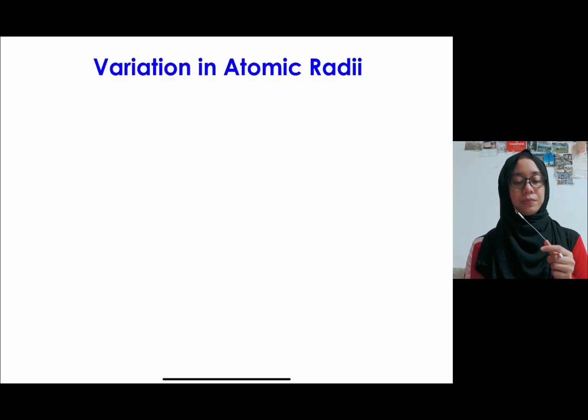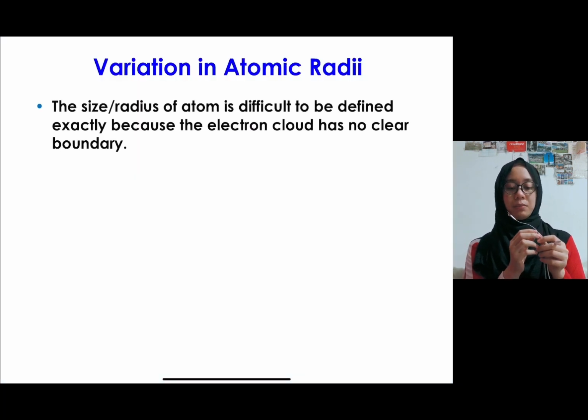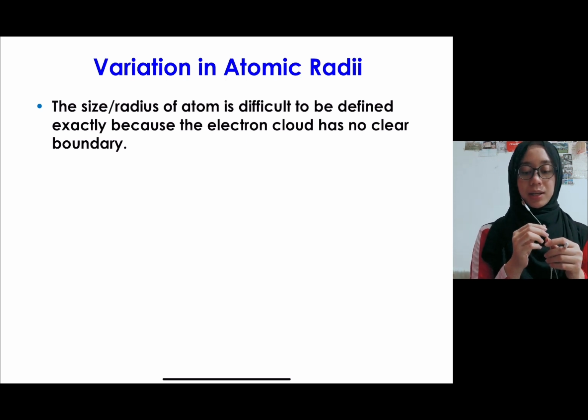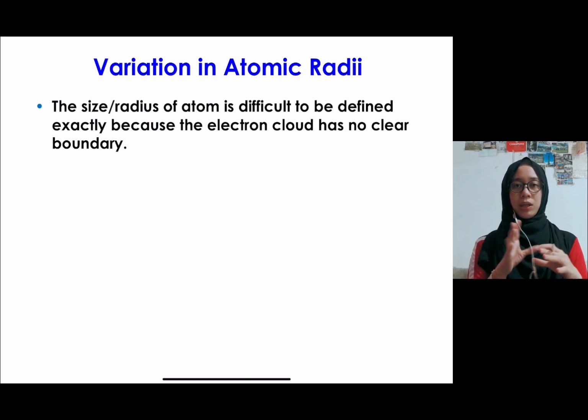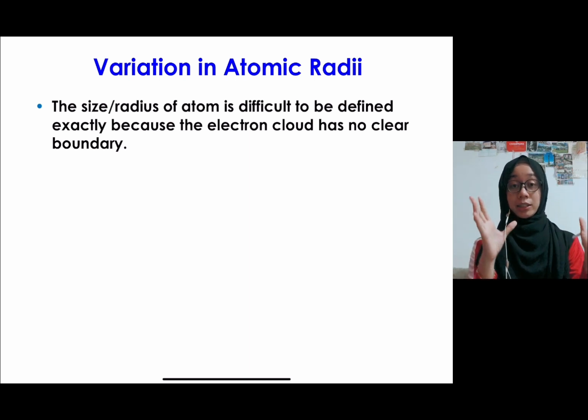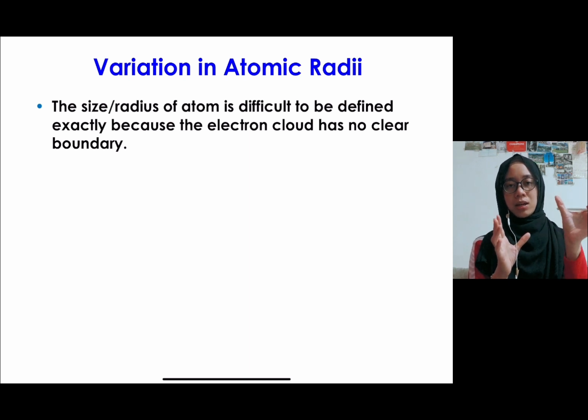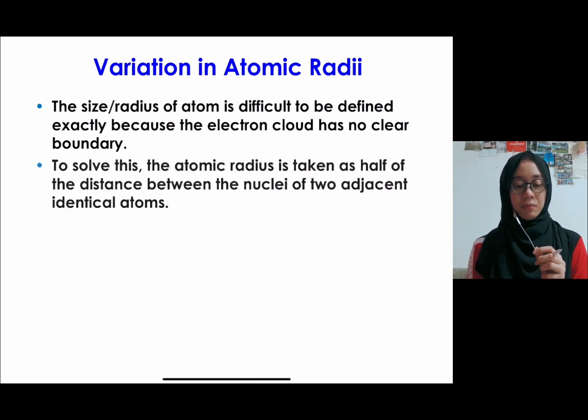Okay, so the size or radius of atom is difficult to be defined exactly because the electron cloud has no orbital boundary. Okay, so basically orbital tu kan dia electron cloud lah. Okay, so the electron cloud dia tak ada specific boundary yang kita boleh measure exactly apa sebenarnya size dia. Okay, so untuk kita determine the size of an atom, so the atomic radius is taken as half of the distance between the nuclei of two adjacent identical atoms.